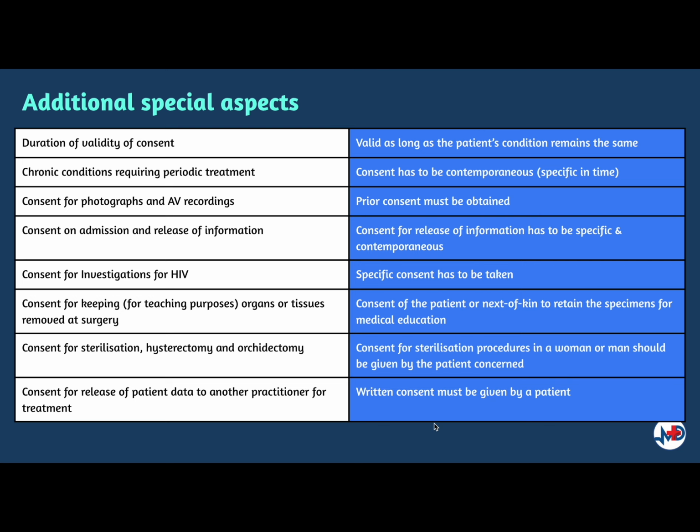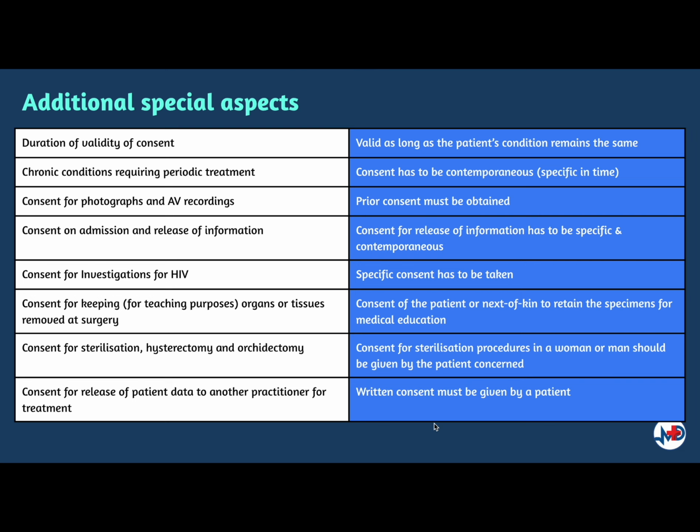Next would be consent for investigations for HIV infection. Because of the special implications to people who may test positive for HIV and the need for counseling and further management, specific consent has to be taken before the tests are carried out.